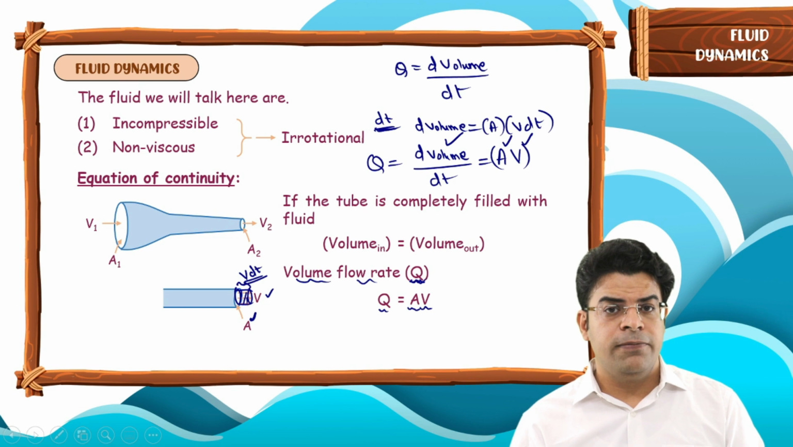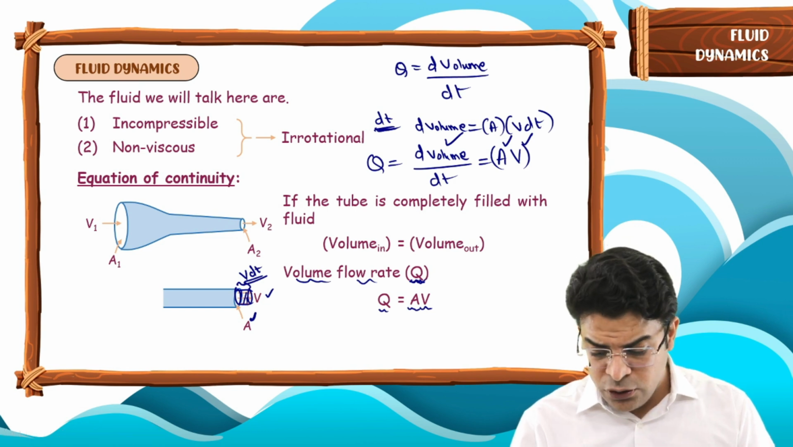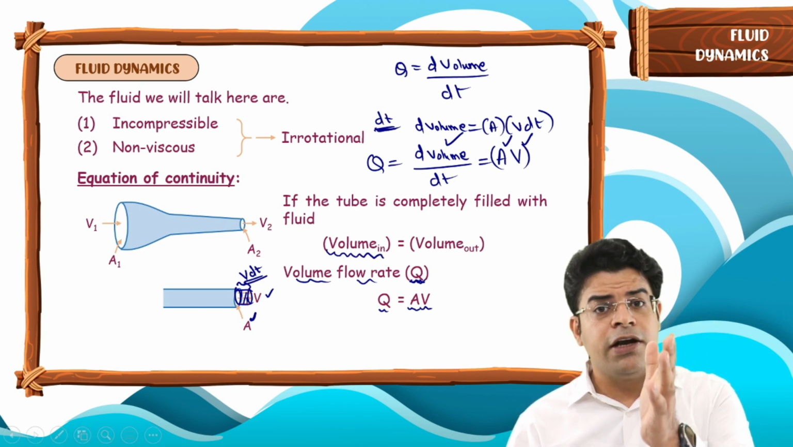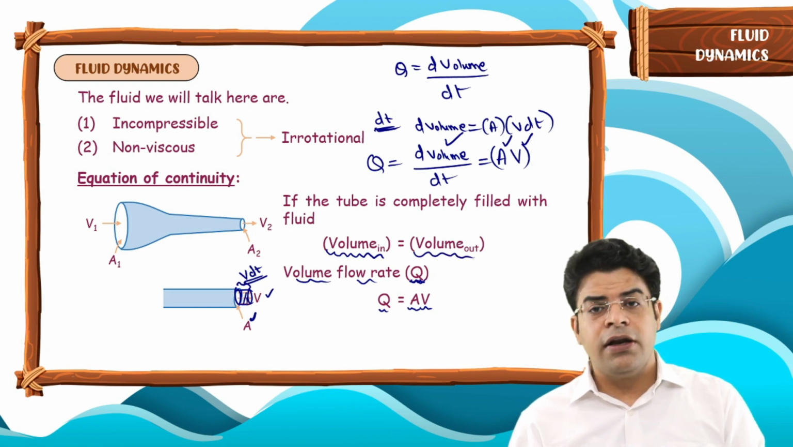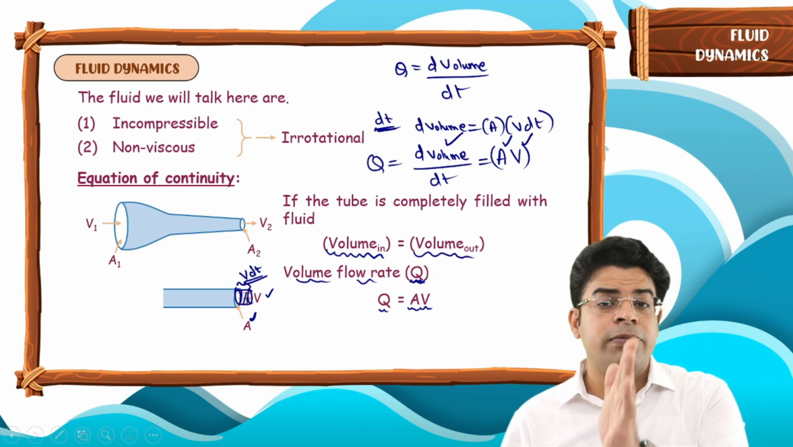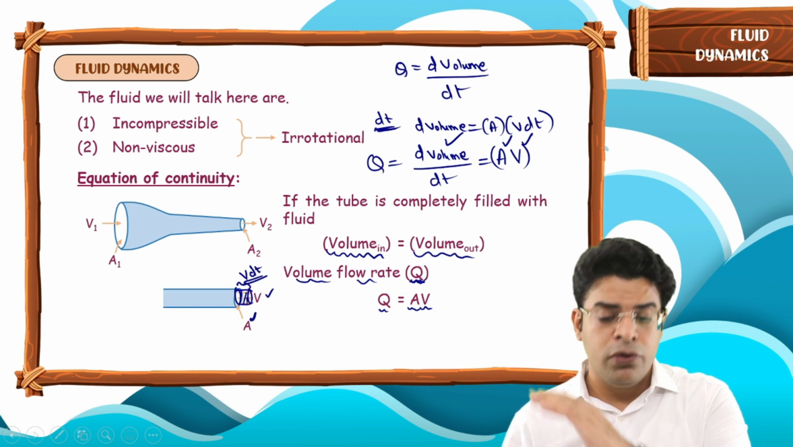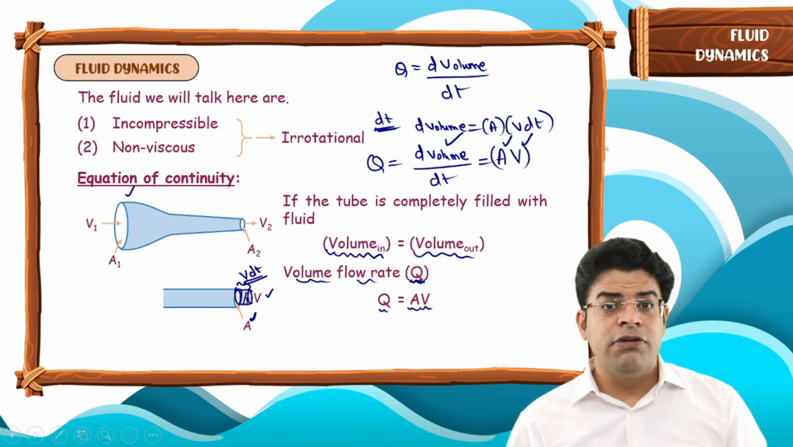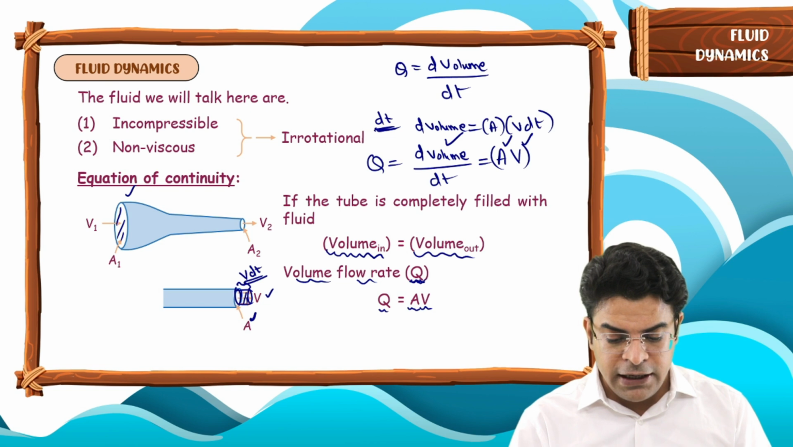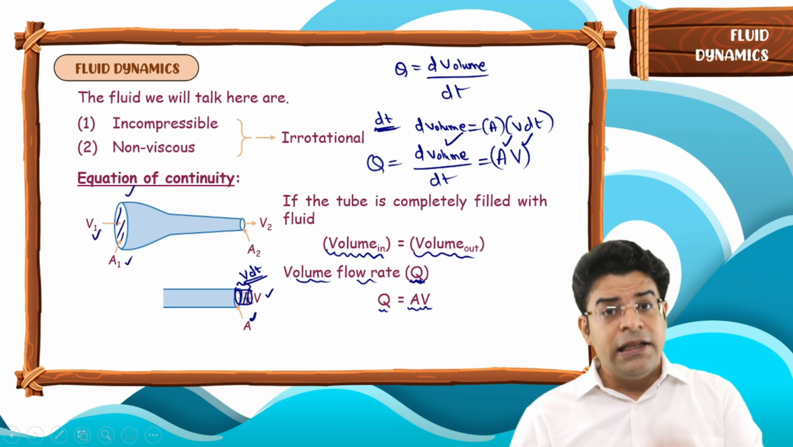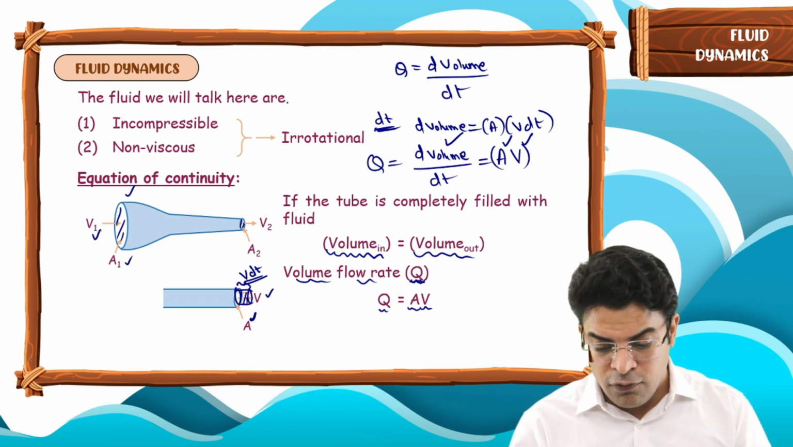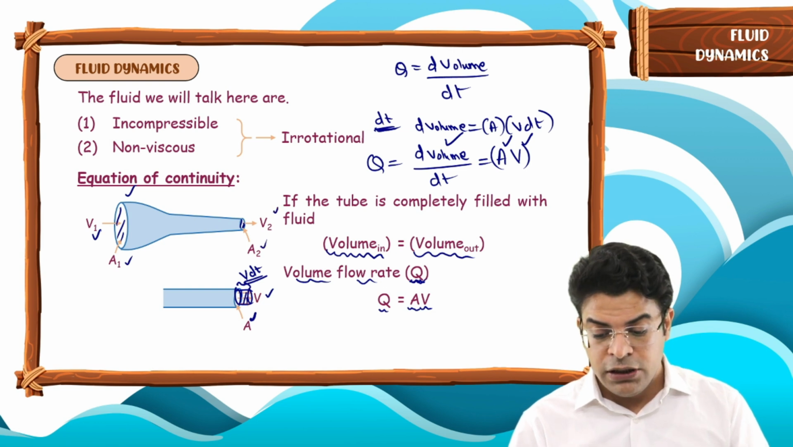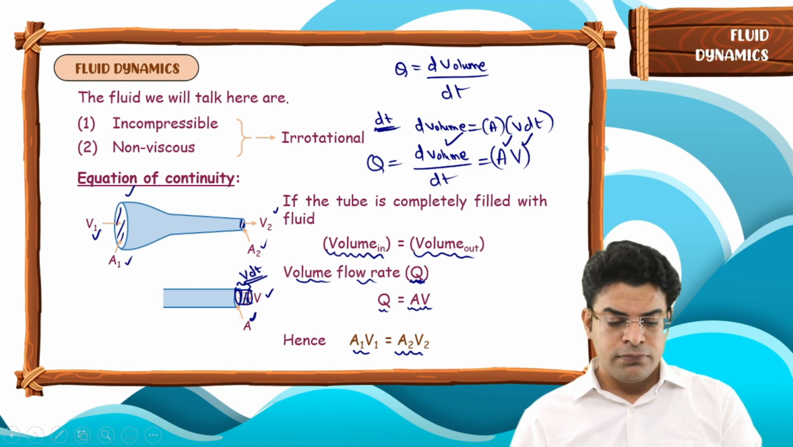Now, since we know that the volume coming in has to be equal to the volume going out, the rate of flow of volume in has to be equal to the rate of flow of volume out. For this particular tube, the rate of flow of volume in is A1 V1, and this has to be equal to the rate of flow of volume out, that will be A2 V2. Hence we can say A1 V1 has to be equal to A2 V2.